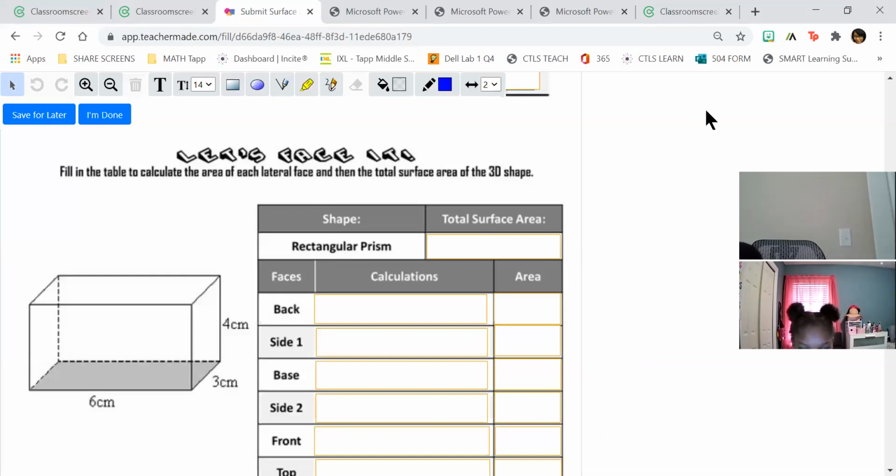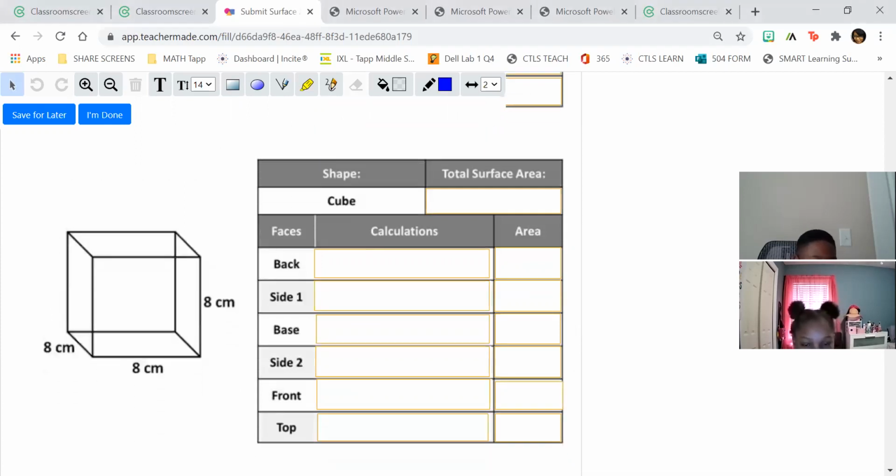So let's start. I'm going to start at the beginning of the Let's Face It activity. This is where you had to fill in the table to calculate the area of each lateral face and then the total surface area of the 3D shape. So though it's not showing on this notebook here, we did do this first one as a class. So I am going to move to this next one. It is the cube. And I am going to go ahead and work on this.